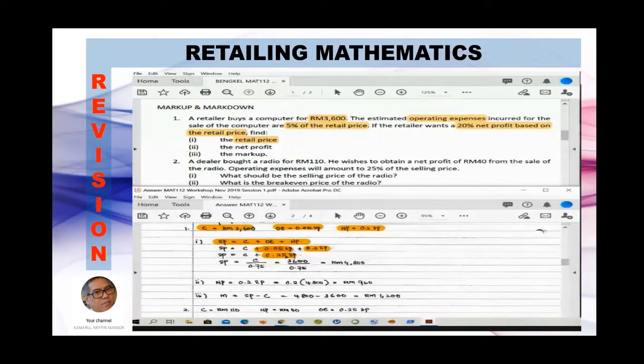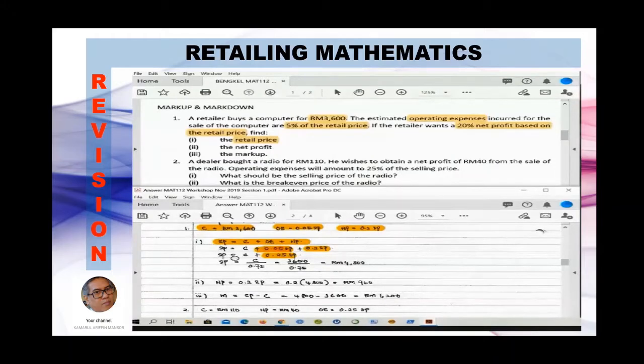So sebelah kiri kita ada SP, sebelah kanan kita ada SP. What you need to do is to bring this to the left side. Kalau sini plus, bila bawa ke sebelah kiri dia akan jadi minus. So you akan dapat 1 minus 0.25 SP, and that gives you 0.75.